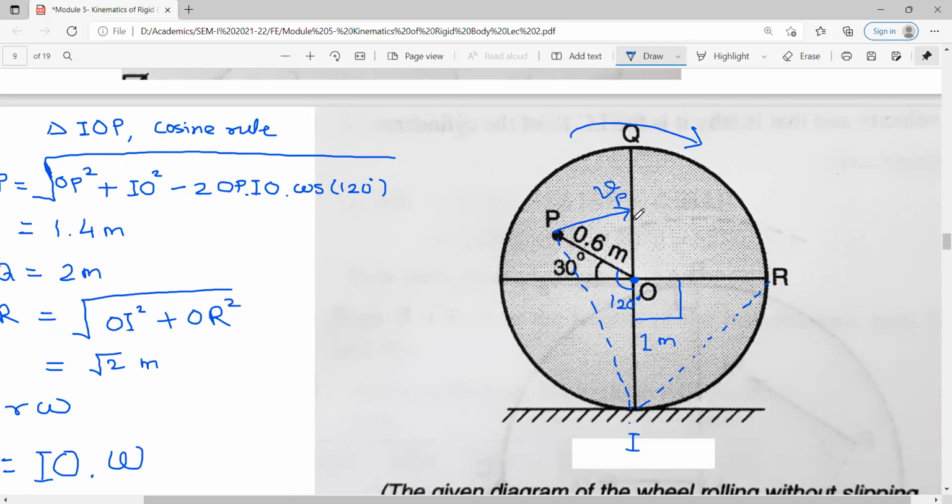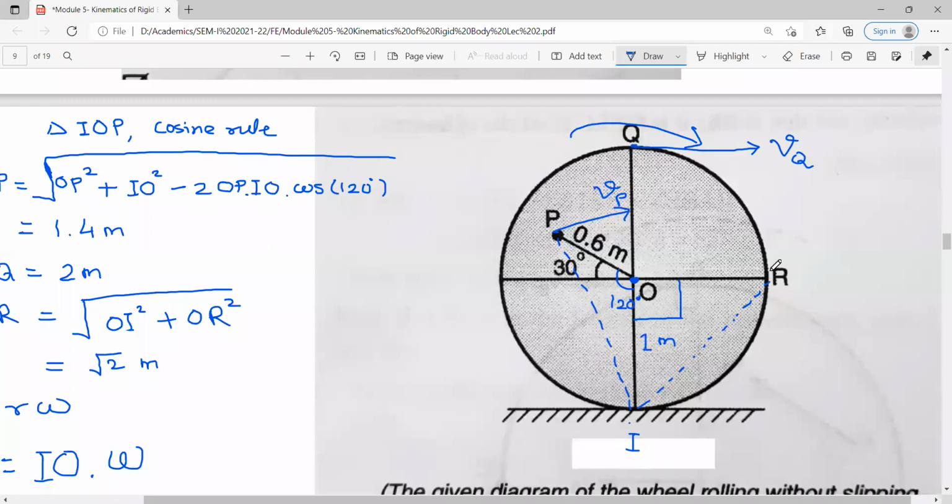Similarly, the direction of velocity of point Q. Okay. So point Q का radius क्या है? IQ. It is radius. So perpendicular to that means tangent आएगा. Yes, point Q is moving like this. So it is velocity of point Q का direction.